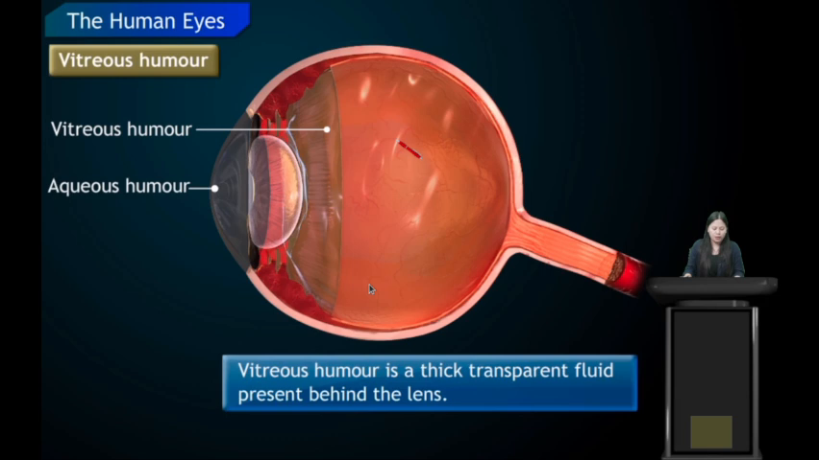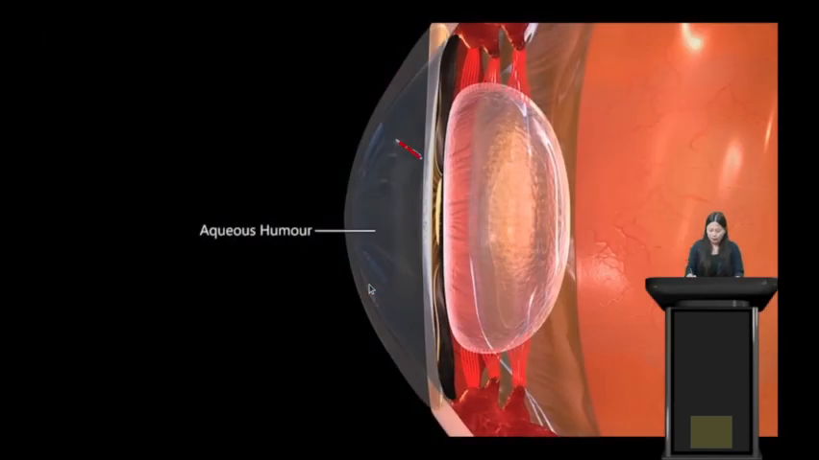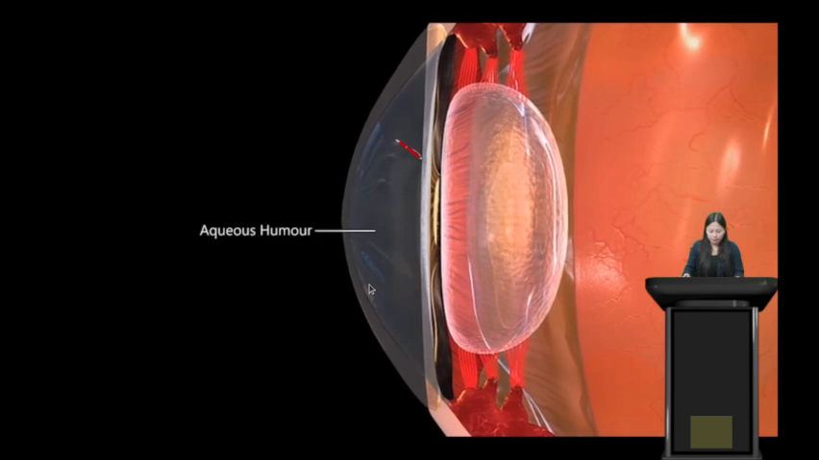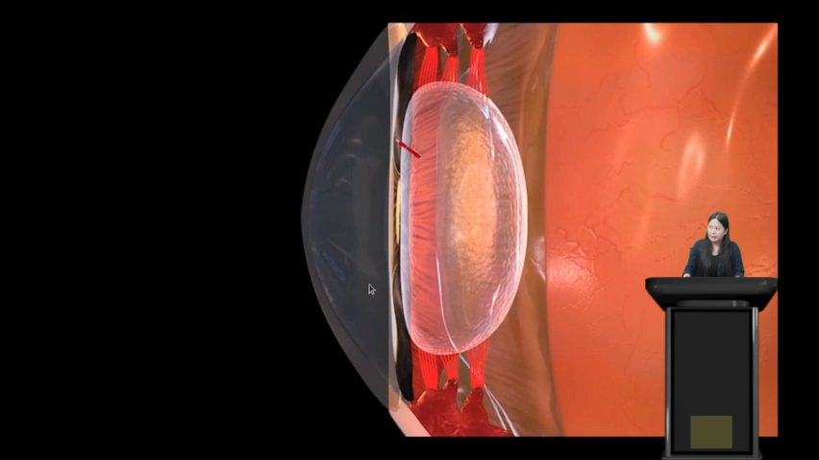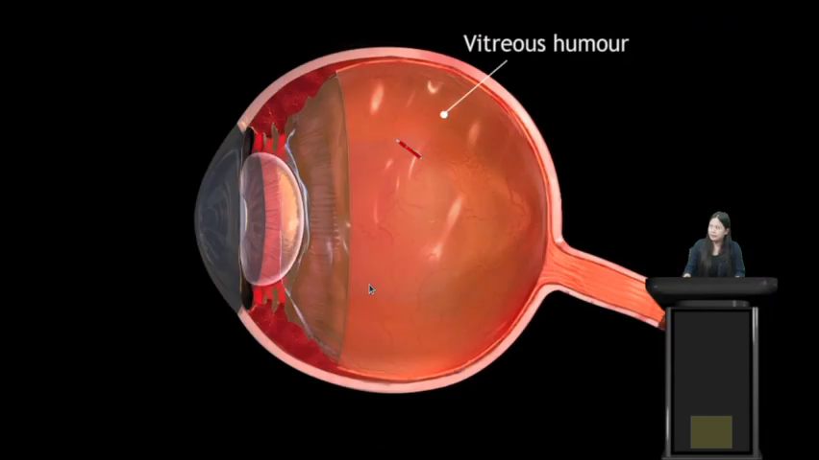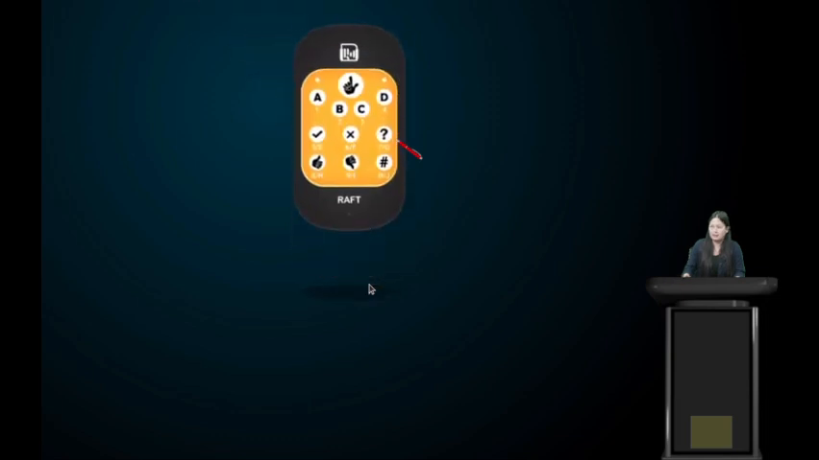We have aqueous humor and we have vitreous humor. Know the difference. Aqueous humor is present between the cornea and lens. Vitreous humor is a thick transparent fluid present behind the lens. So we have here aqueous humor, which is present between the cornea and lens, and we have the vitreous humor, which is present behind the lens.